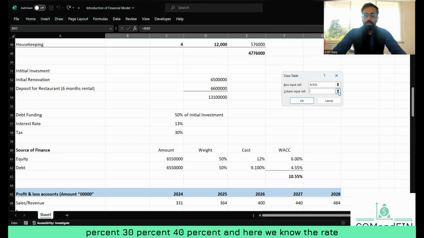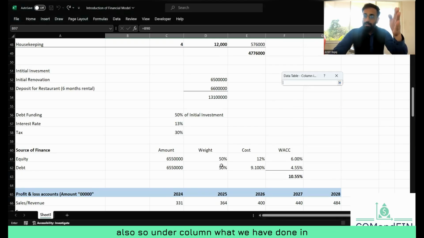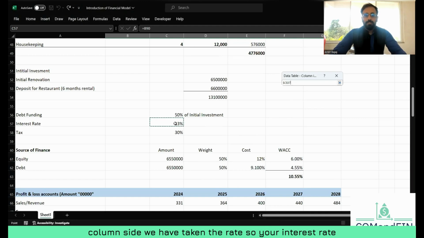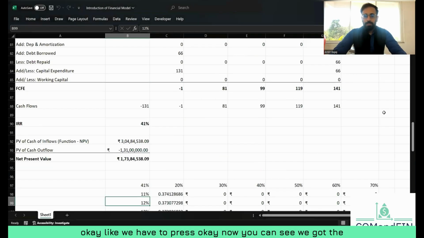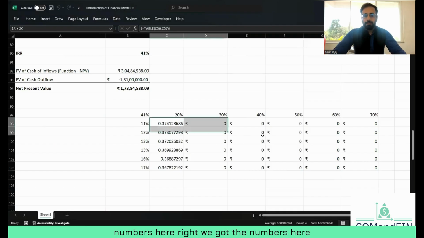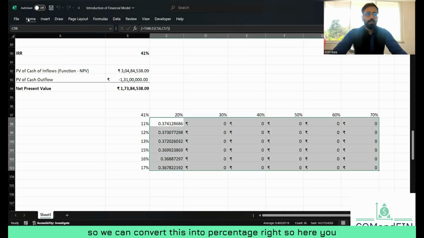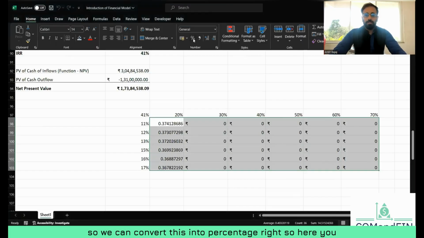And here we know the rate also. Under the column side, we have taken the rate, so your interest rate is 13%. Here we have to press OK. Now you can see we got the numbers here. We can convert this into percentage.